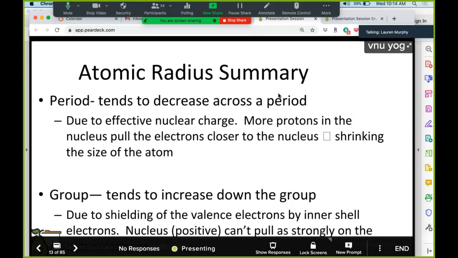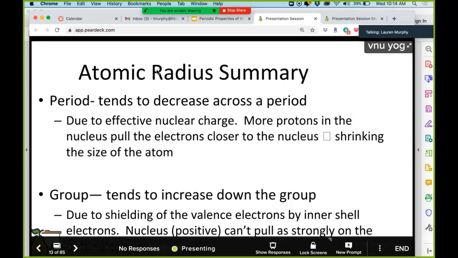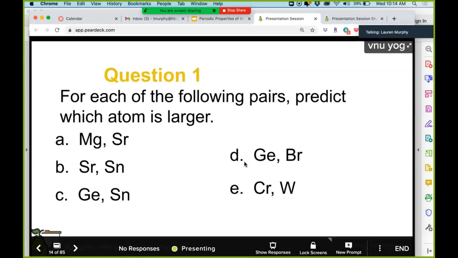All right, so again, this is the summary. I'm not going to read this to you. This is everything I just said, but we are going to practice. So we're going to rank these or pick which atom is bigger. I'm going to do the first one with you, and then I'd like you to do all the rest of them on your own.